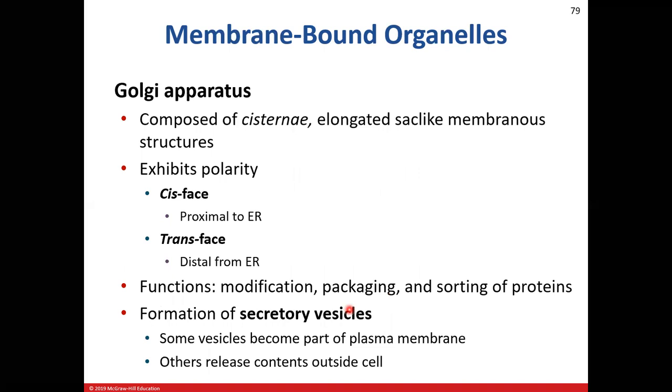So our next one is the Golgi apparatus. The Golgi apparatus is composed of cisternae, which essentially are elongated sac-like membranous structures. They are going to exhibit polarity. When we look at the polarity of the Golgi, we have a cis face and a trans face. The cis face is going to be proximal to the ER, so it's going to be closer to the ER than the trans face is. The trans face is going to be distal from the ER, so it's a little bit farther away. It's actually going to be closer to the plasma membrane.